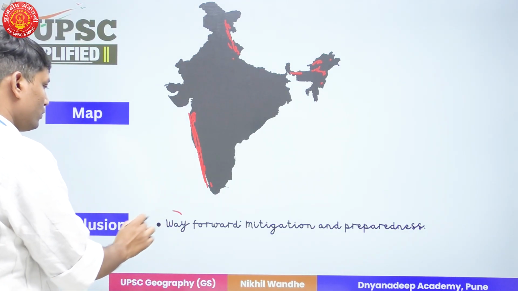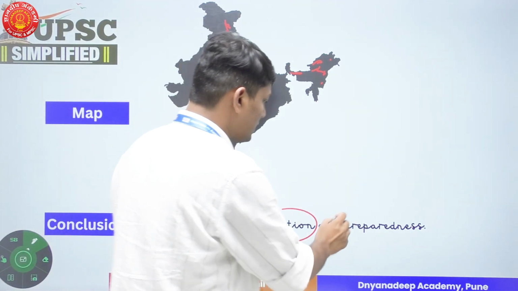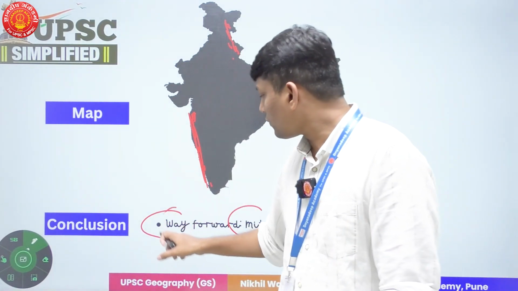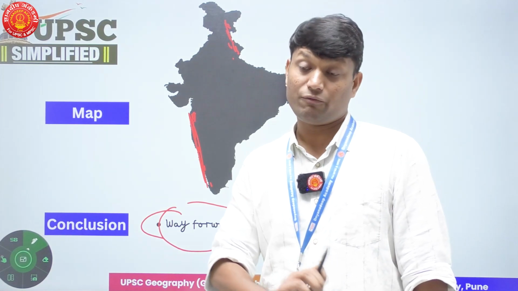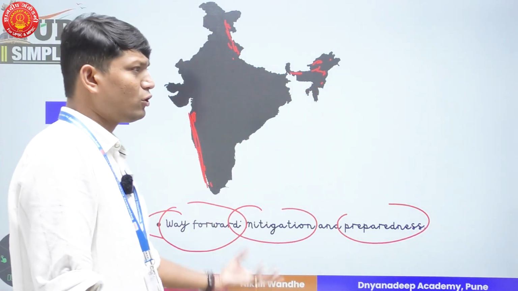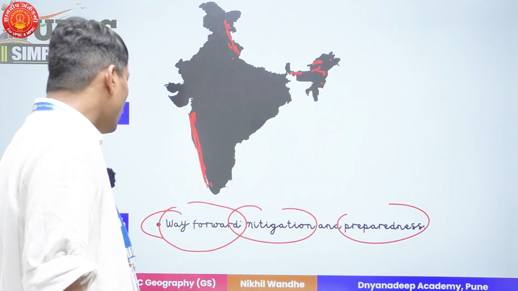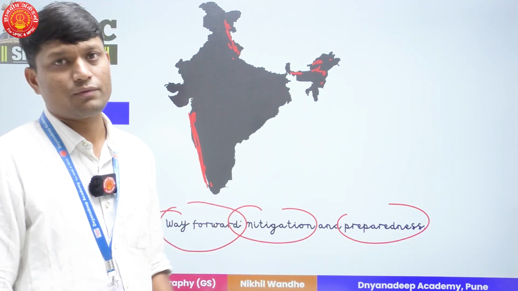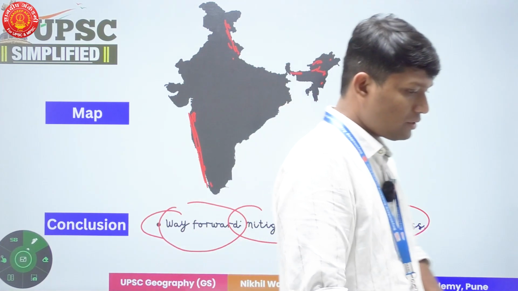Fine. Now in the way forward, I'll talk about some mitigation, some preparedness. So that is a way forward type of conclusion you can give. That will be a very good conclusion. You can talk about early warning systems or some geotechnology, and so on and so forth. There can be a lot of things you can write in the conclusion. Fine. So there we end with this question on landslide.